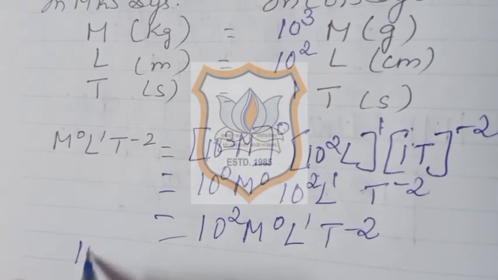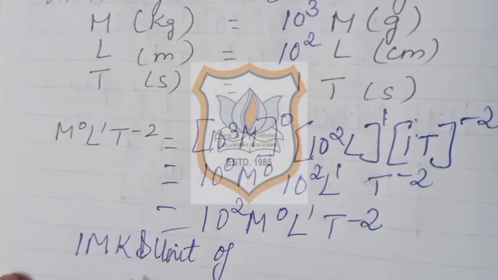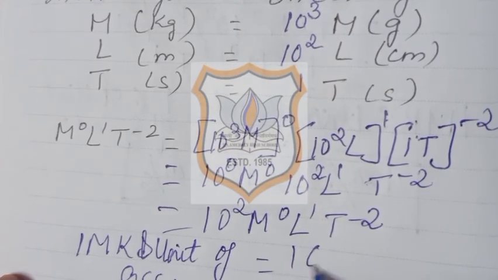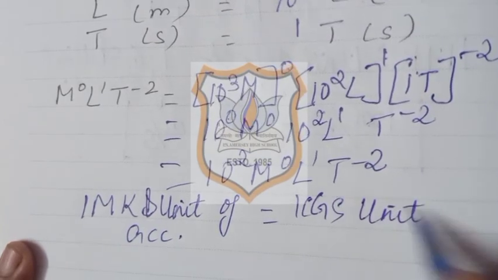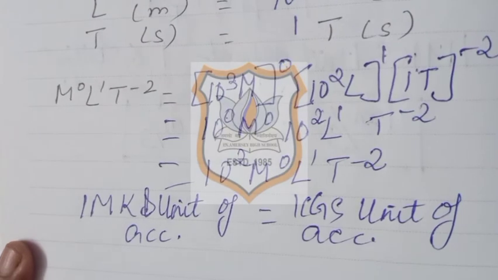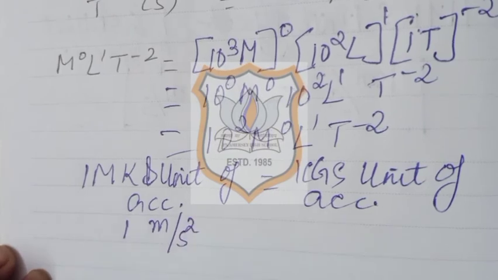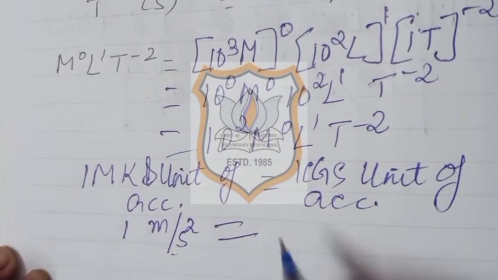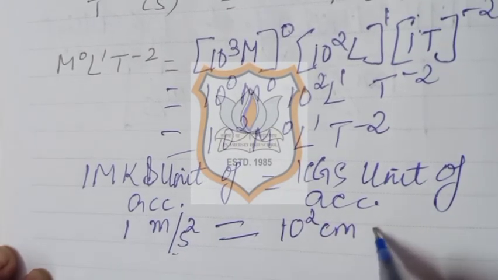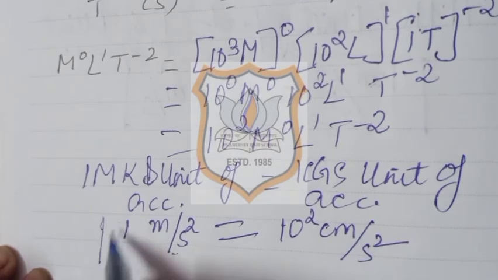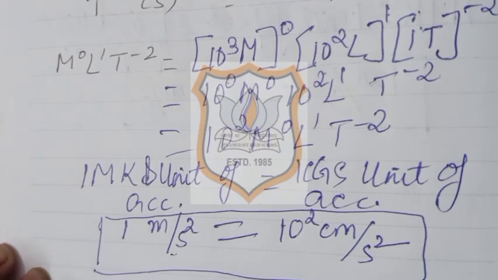So what can we write down? 1 MKS unit of acceleration is equal to 1 CGS unit of acceleration. Now what is the unit of acceleration? Meter per second square. This is the unit in MKS. So this will be equal to 10 raised to 2, meter becomes centimeter in CGS, divided by second square. So 1 meter per second square is equal to 10 raised to 2 centimeter per second square.